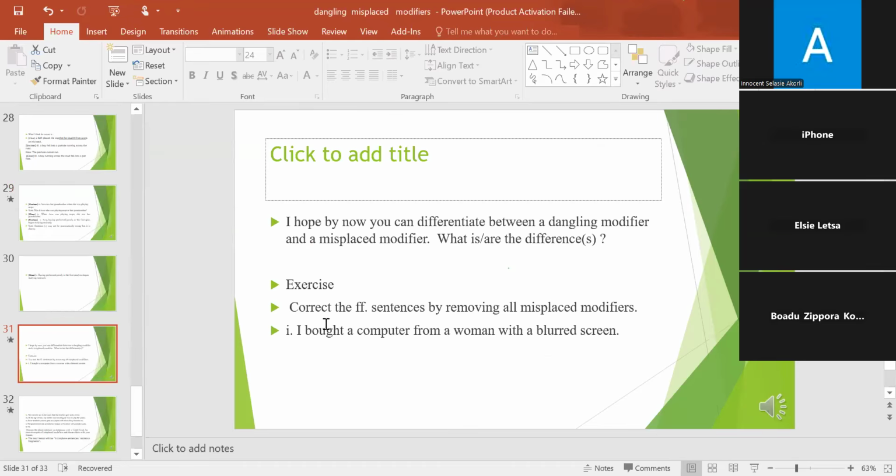Now, let's look at these examples here. The first one is here. These are past questions and possible exam questions. I bought a computer from a woman with a cracked screen. I bought a computer from a woman with a cracked screen. What does this sentence mean?